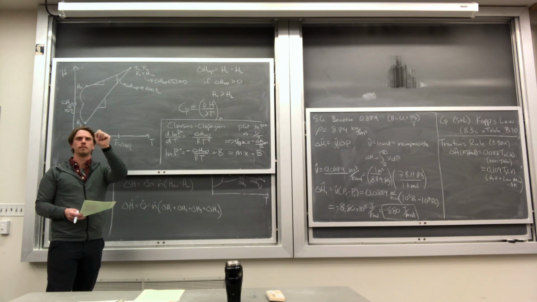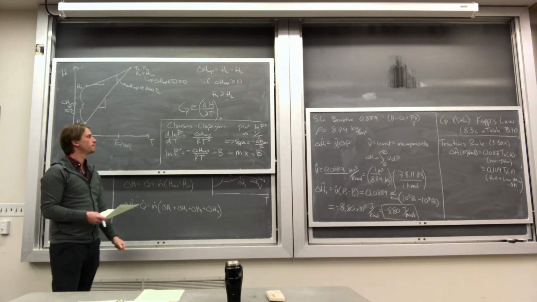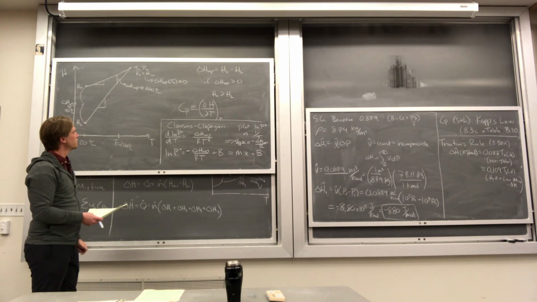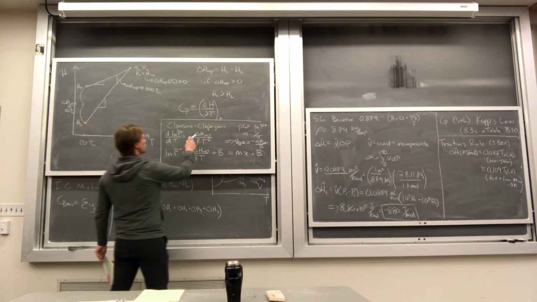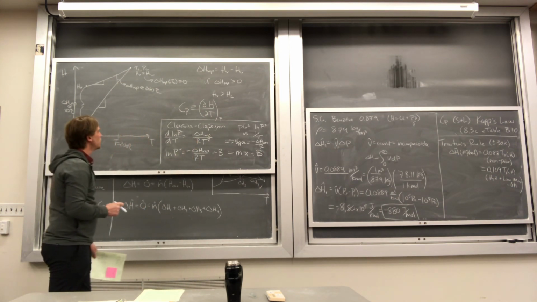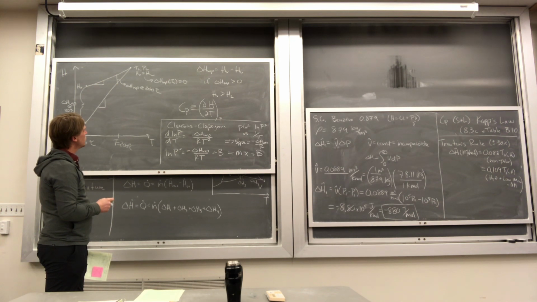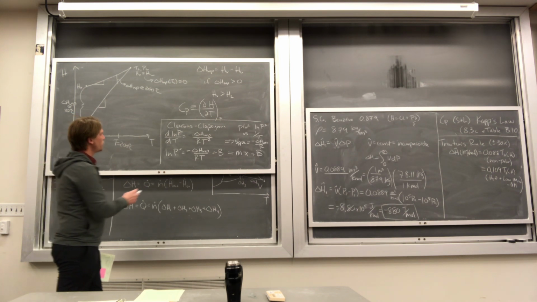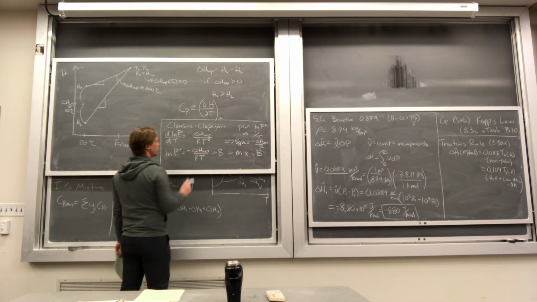Question? How come we are integrating delta H back with respect to T? Oh, you mean like if this is changing as a function of temperature? Yeah. It will be a function of temperature. So this value doesn't have to be constant necessarily.